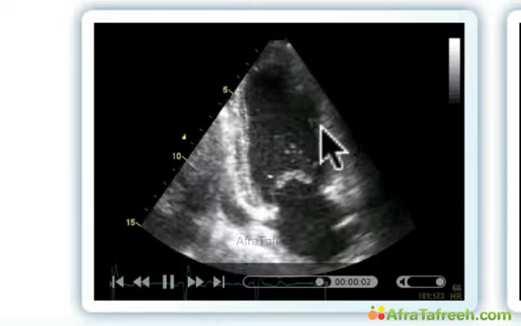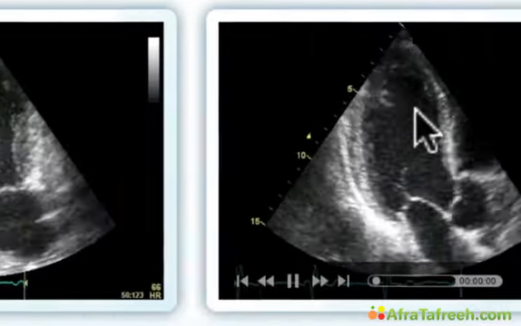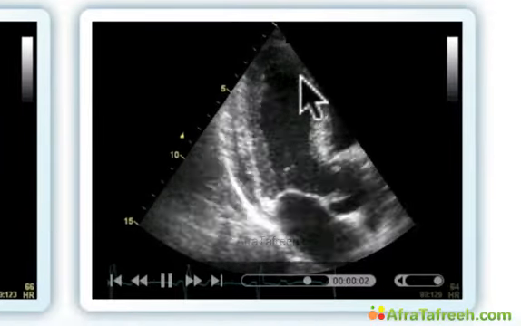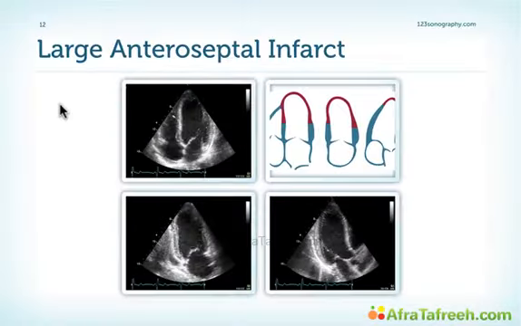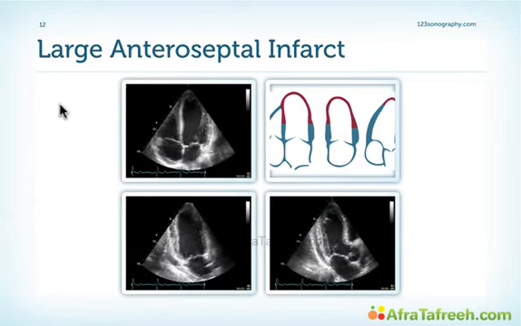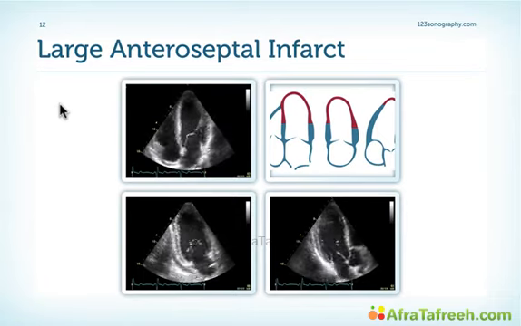In the two-chamber view, you see the mid-anterior wall is also involved, and we see that almost the entire anterior septum is involved. So this patient has a very large infarct, and if the patient does not have a reopened vessel, I'm certain he will have a large scar and a very high risk for remodeling.